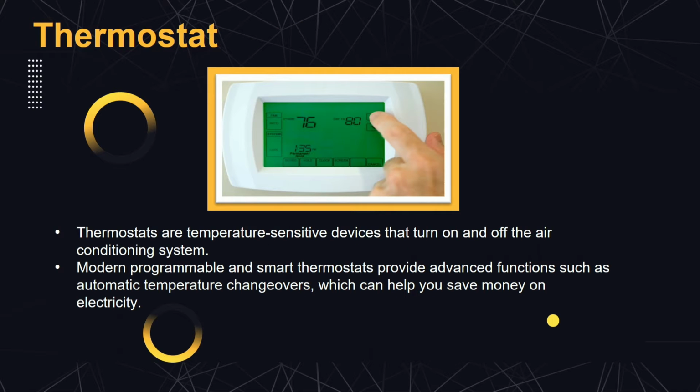Next component is thermostat. Thermostats are temperature-sensitive devices that turn on and off the air conditioning system. Modern programmable and smart thermostats provide advanced functions such as automatic temperature changeover, which can help you save money on electricity. Consider upgrading to a more current thermostat if you are still using a mercury-based or digital thermostat. While 7-day programmable thermostats are convenient, the advantages of adopting a smart thermostat significantly outweigh the initial investment.